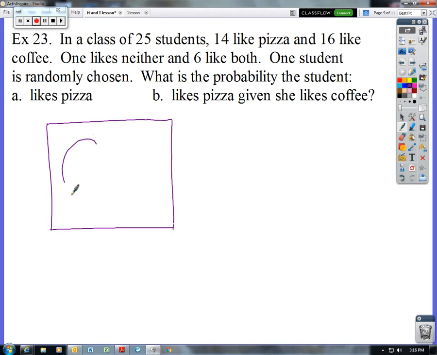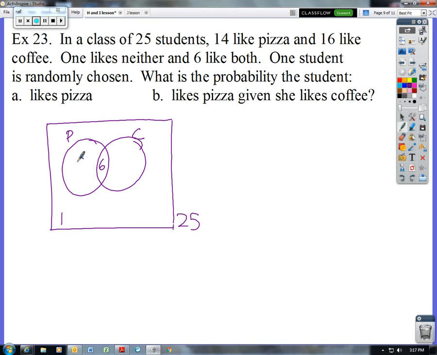So we've got pizza. We've got coffee. And again, if they give you the information, the ones that like both, start with that. 6 like both. 1 likes neither. That's going to be out here. And 25 students total. That's going to go out here. 14 of them like pizza. Well, we already know 6 like both, so that means, oh, not 10. Sorry, I don't know what I was thinking 10 for some reason.